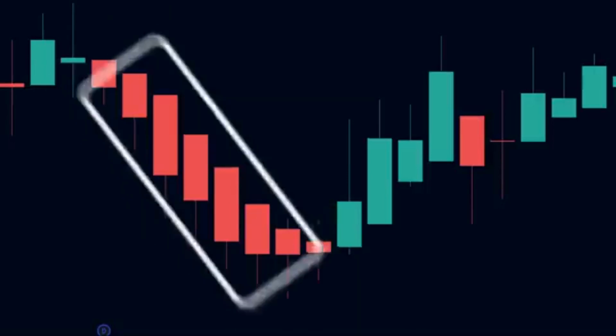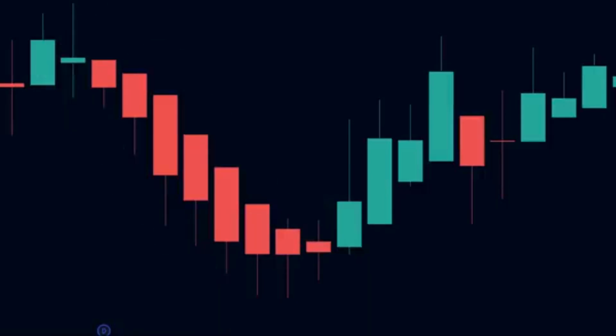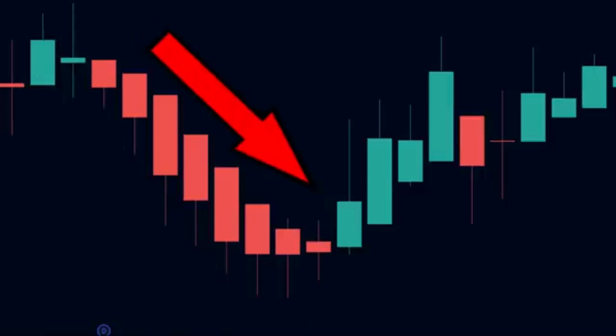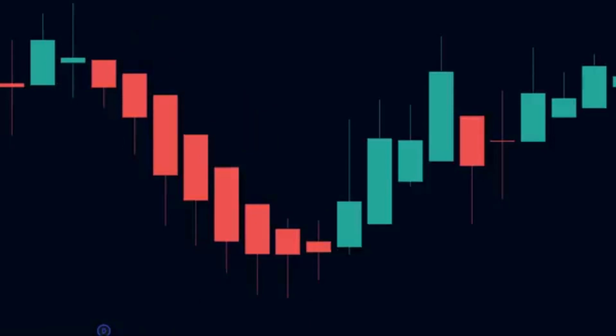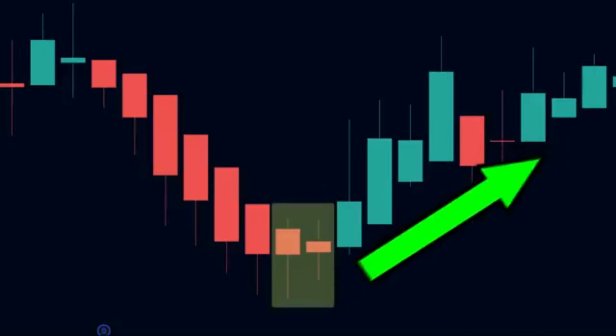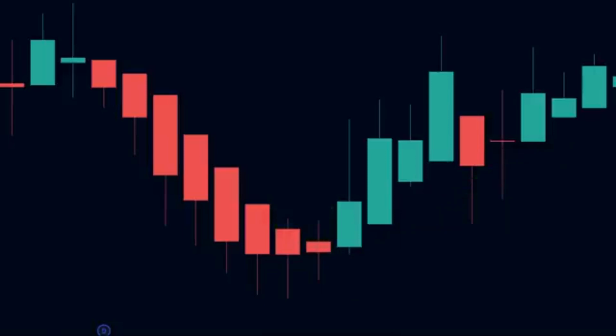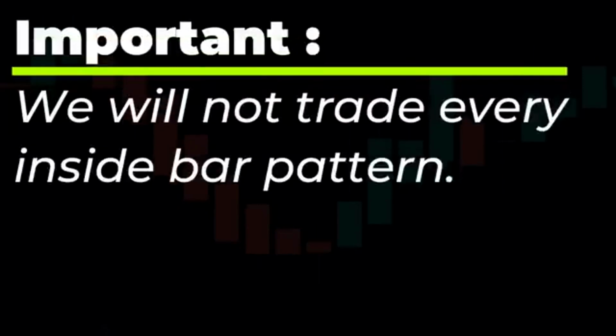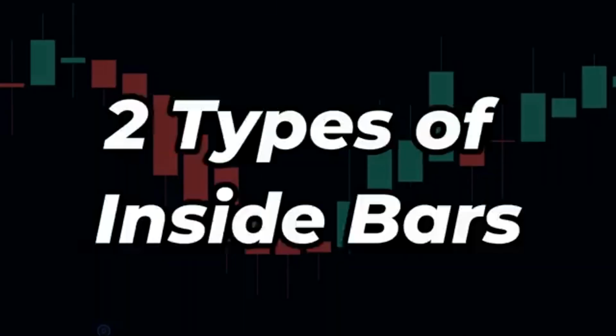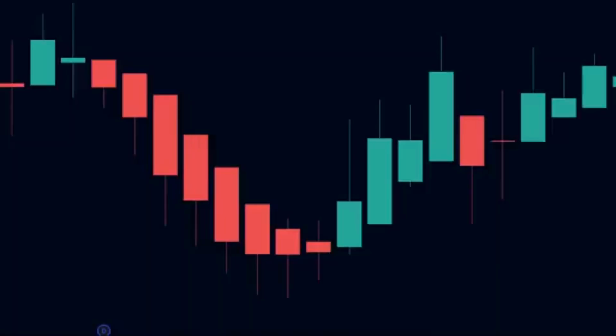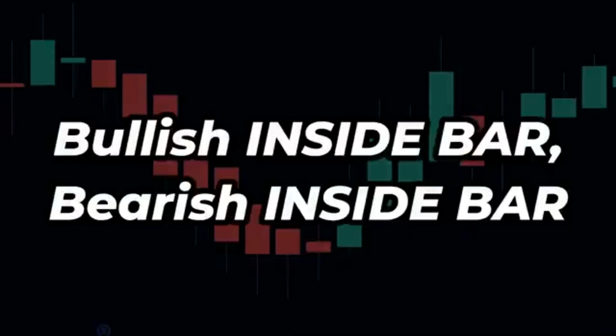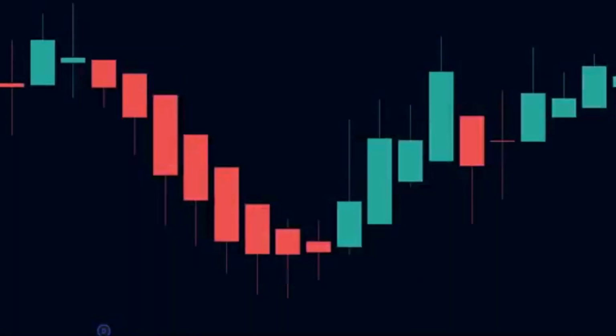If we look at the recent price movement, we can see that this inside bar appeared after a strong down move. Since it is a reversal candlestick pattern, we can expect the price to make a higher move after this inside bar. And as you can see, the price made a higher move. Now, we will not trade the breakouts of every inside bar pattern. We generally have two types of inside bars: a bullish inside bar and a bearish inside bar.